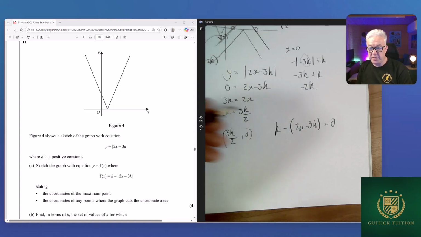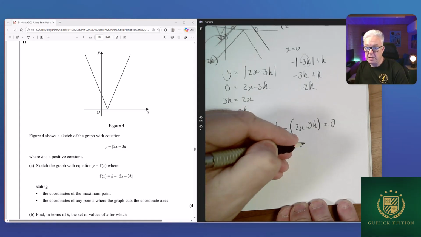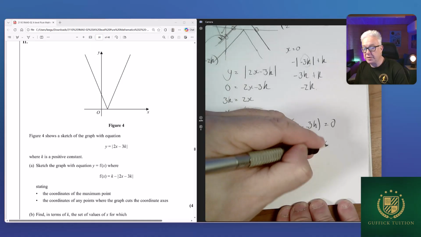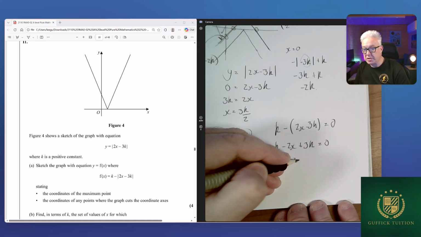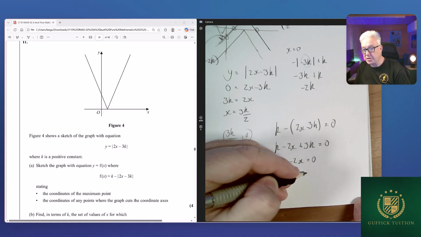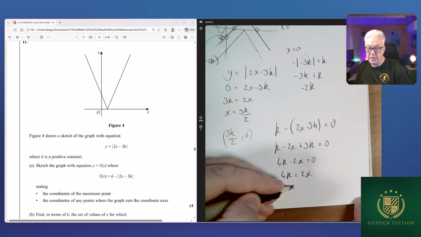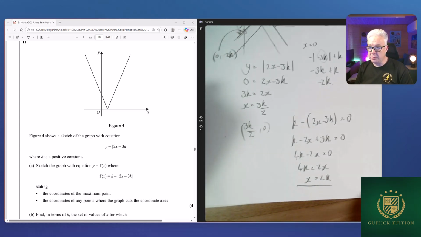So when the whole thing is positive, we're going to have k minus 2x plus 3k equals 0, which is going to be 4k minus 2x equals 0, which is going to be 4k equals 2x, which is going to be x is equal to 2k. So that's one of our solutions.